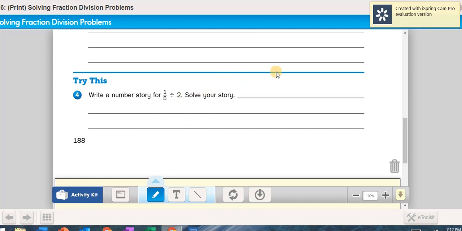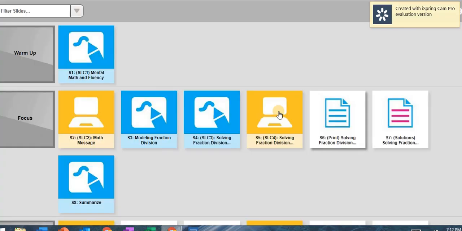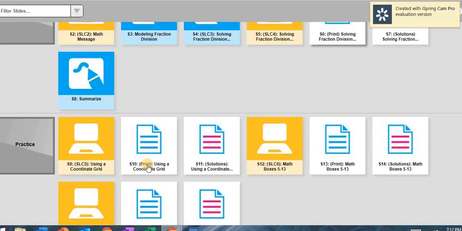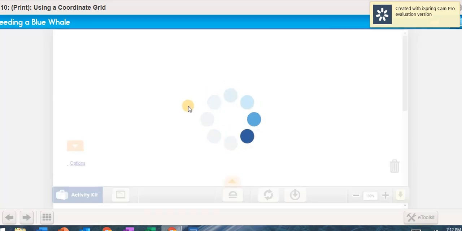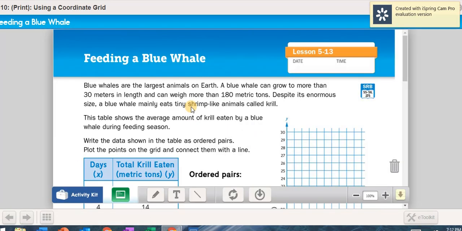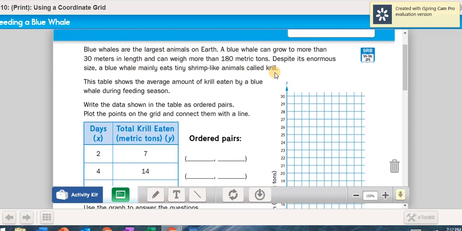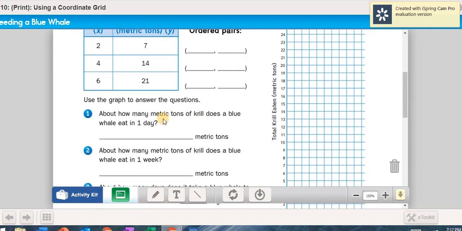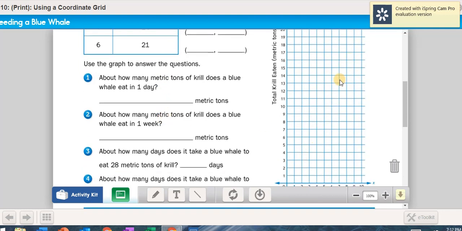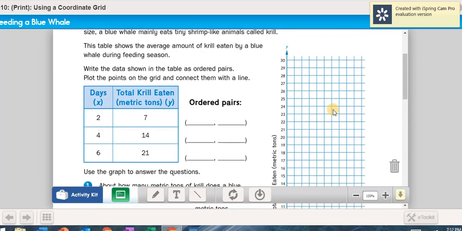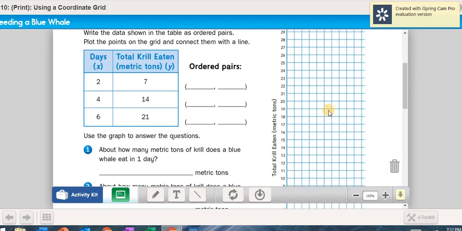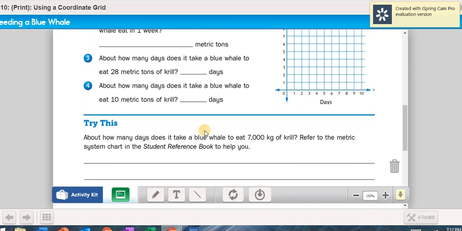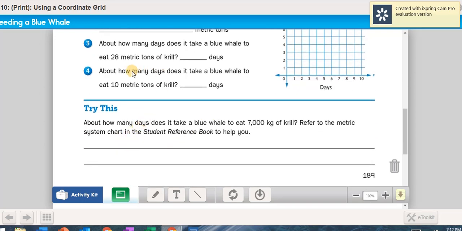So you're going to finish page 188 on your own, and then tomorrow you can correct your work using our math resource folder. I also want you to do the review page, which is coordinate grid practice. And that is on page 189. It's called Feeding a Blue Whale. Gives you some cool facts about a whale. They want you to make ordered pairs, and they want you to answer the problems, plot it. Remember to extend your line through your dot, right? Use your straight edge, find a ruler, or use a corner of a book. Then they want you to solve the problems and do the try this.